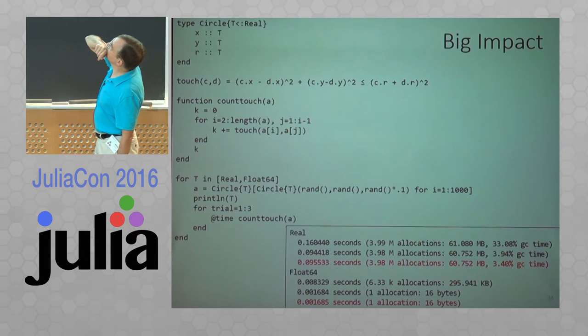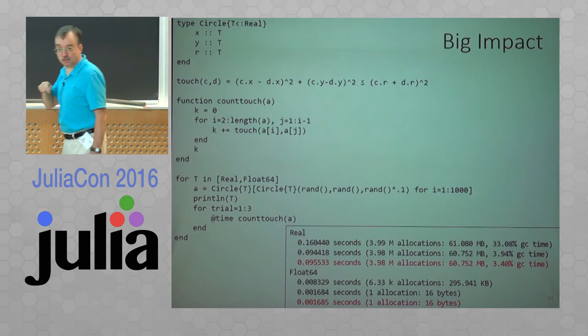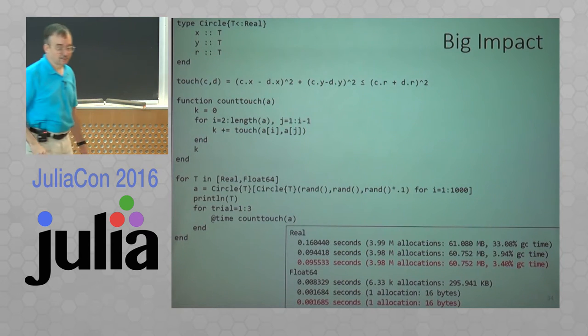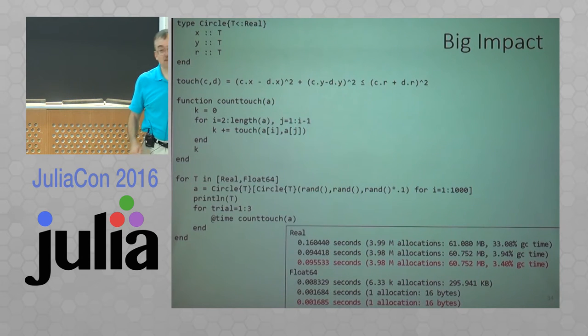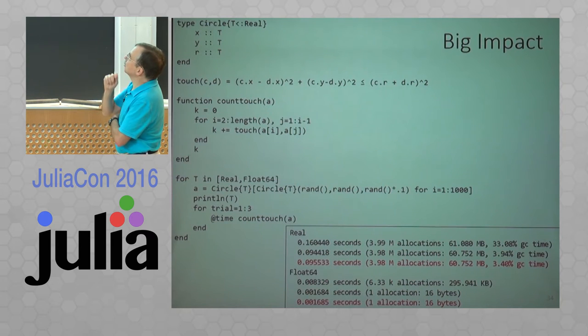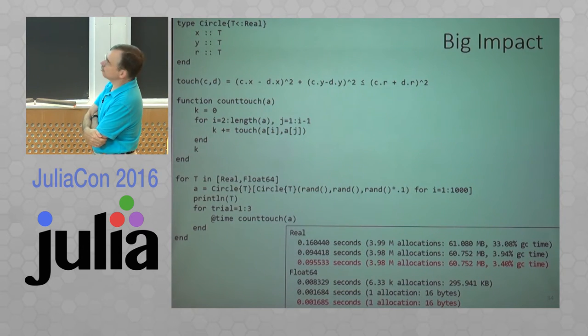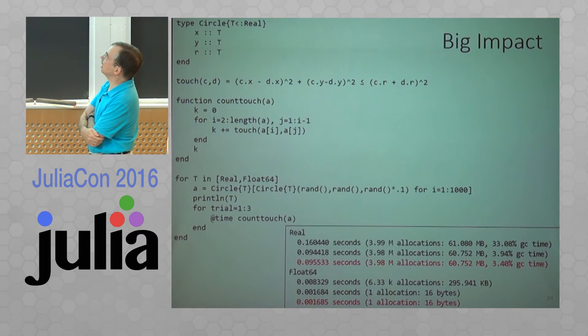Where is that? Is that probably with the vector itself or something? To be honest, I'm not sure where the one allocation comes from. Oh, yeah, excellent question. It's because of that plus equals, and the K, the compiler can't even figure out the return type of touch.